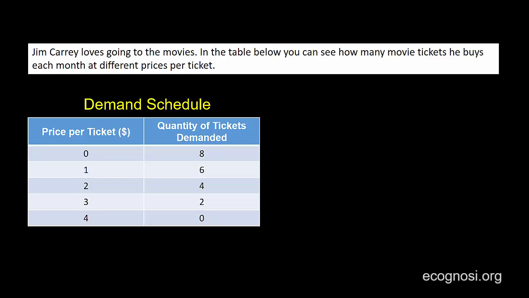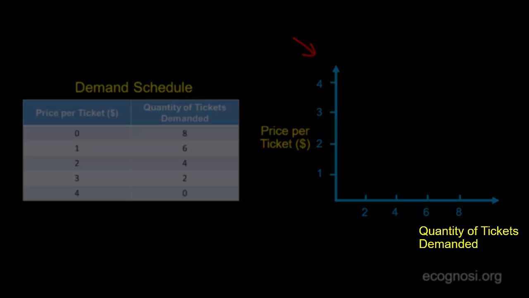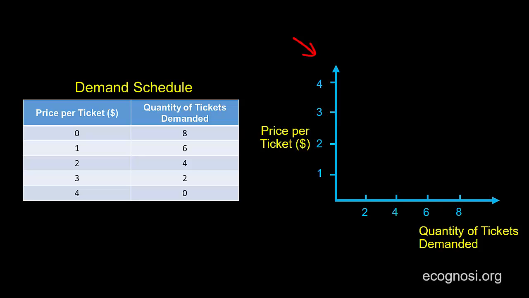Let's now graphically illustrate the data within this demand schedule. Notice that on our graph over here, we've got price on the y or vertical axis and quantity demanded on the horizontal or x-axis. Now going back to our demand schedule and starting from the top and moving downwards, at a price of 0, in other words for free, Jim's quantity of tickets demanded is 8. This gives us this point on our graph. At a price of $1, 6 tickets are demanded. This is the corresponding point. At a price of $2, 4 tickets are demanded. $3, 2 tickets, and $4, 0 tickets.